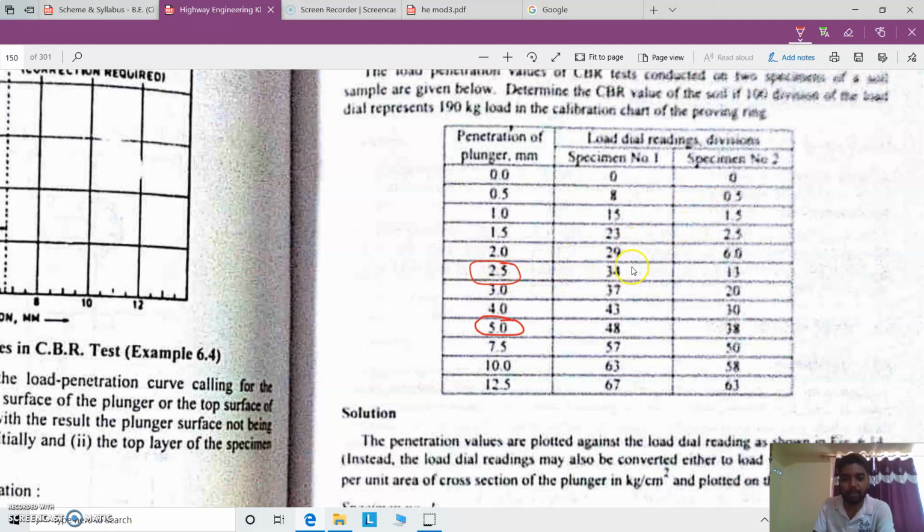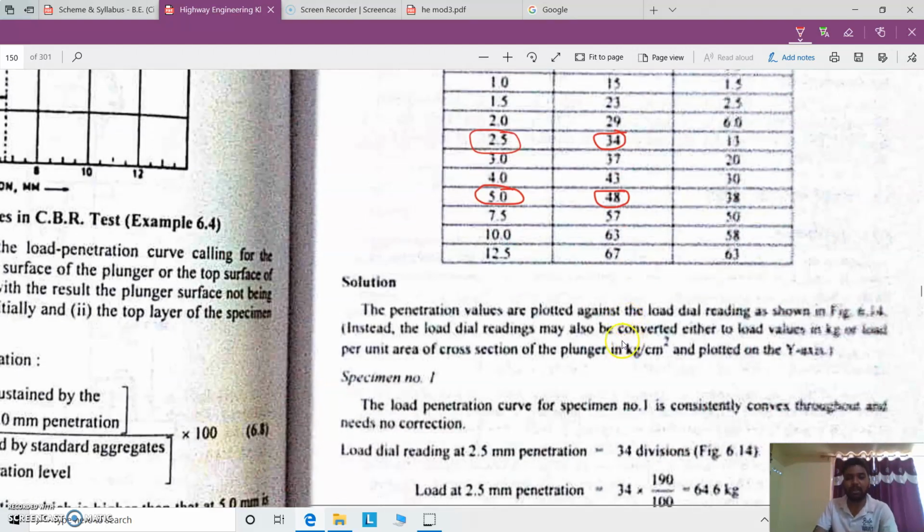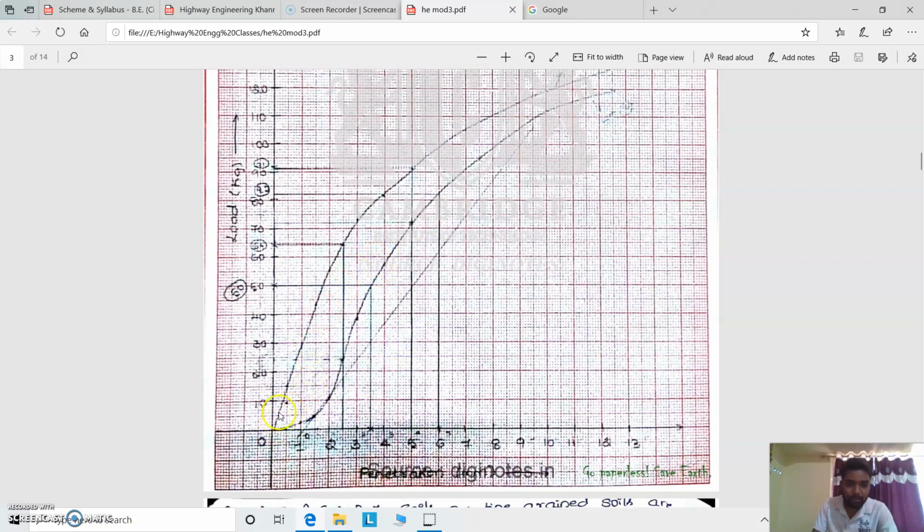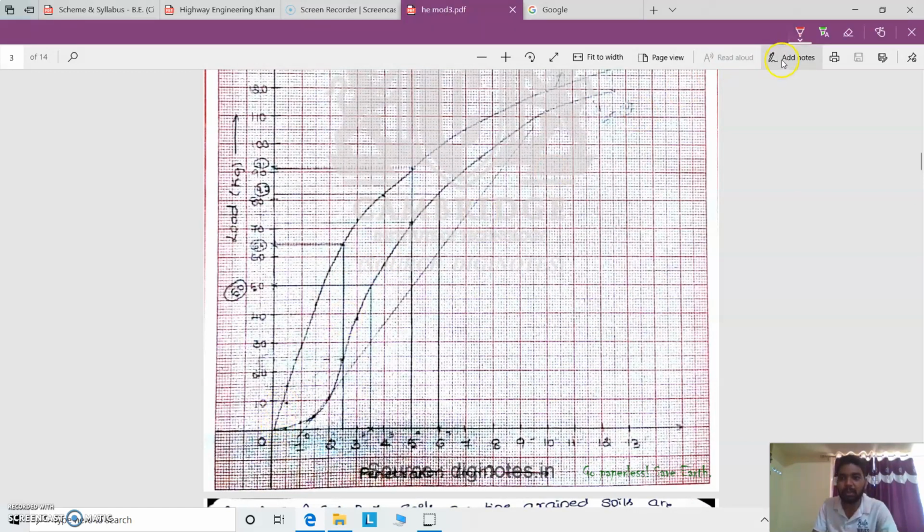For 2.5 mm penetration, specimen 1 has 34 divisions, and for 5 mm penetration, the same specimen 1 has 48 divisions. So the penetration values are plotted against the load dial readings. Here you can check, I have drawn it here. Here is specimen 1, drawn as a load versus penetration curve like this. And this is specimen 1 and this is specimen 2 over here, right?